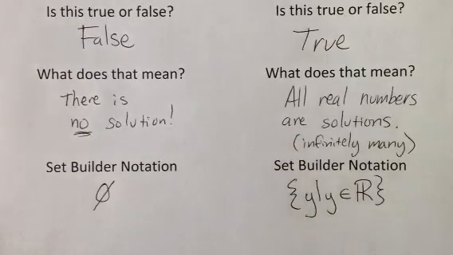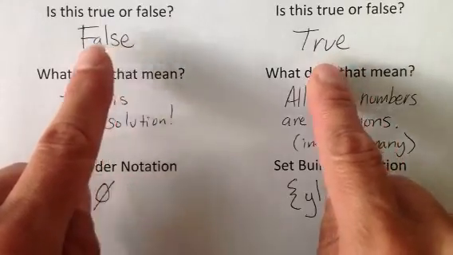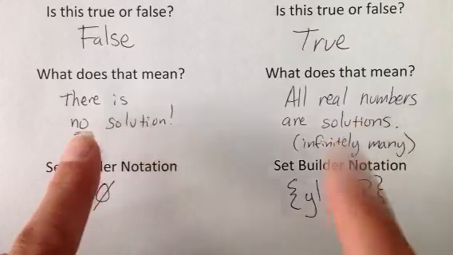So the moral of the story here is that if your variables disappear, you're not going to panic, because it probably just means it's a special case, assuming you've done your math right. And then you've just got to ask yourself, is it true or false? Depending on that answer, you're going to be able to decide if it's no solution or all real solutions.